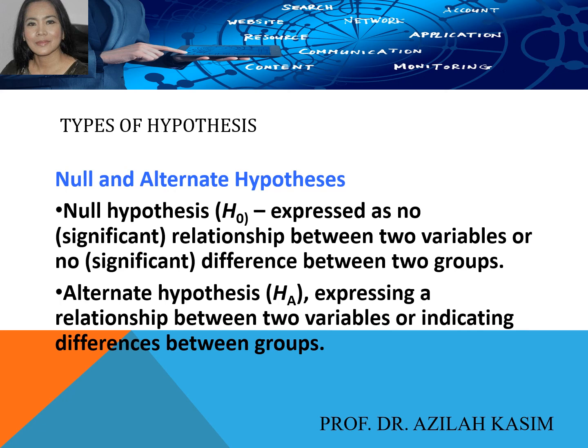Whereas the alternate is the opposite of that. The alternate hypothesis, expressed as HA, expresses a relationship between two variables or indicates differences between the groups. So you can see clearly here the difference between the two types of hypothesis. One is proposing a relationship and one is not proposing a relationship: the alternate hypothesis and the null hypothesis.